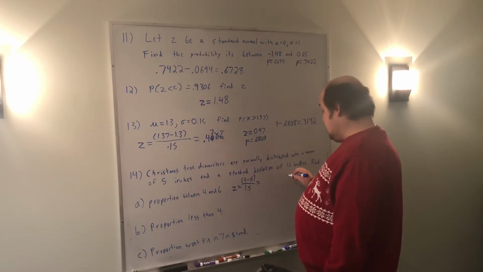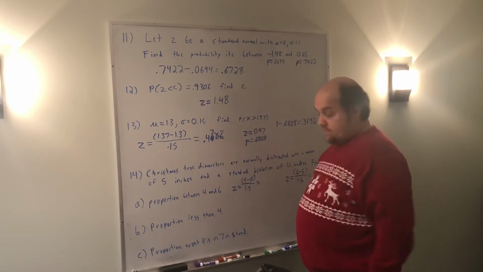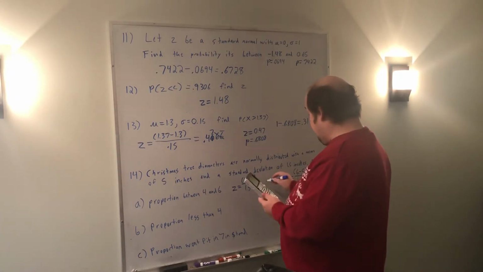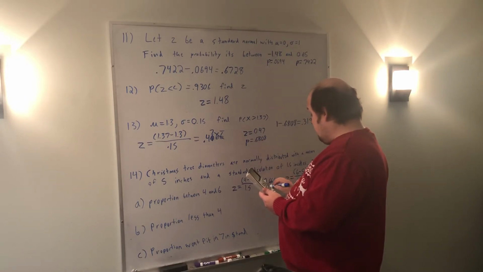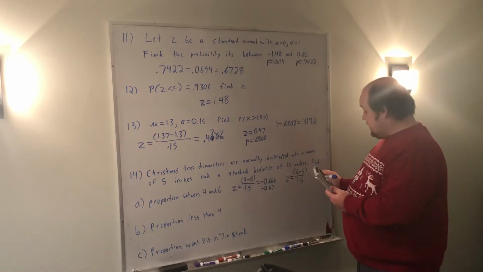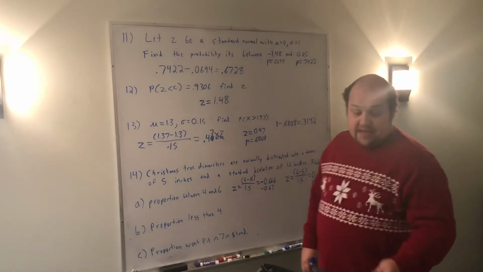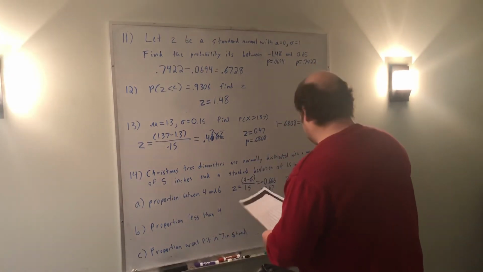The z-score for 6 is going to be 6 minus the mean of 5 over the given standard deviation of 1.5. So when I first do it for 4, I get negative 0.666 repeating, which we're going to call negative 0.67. When I do it for 6, I get 0.666 repeating, which we're going to call 0.67. Now that I have those two values, I need to look up the table value associated with each z-score.